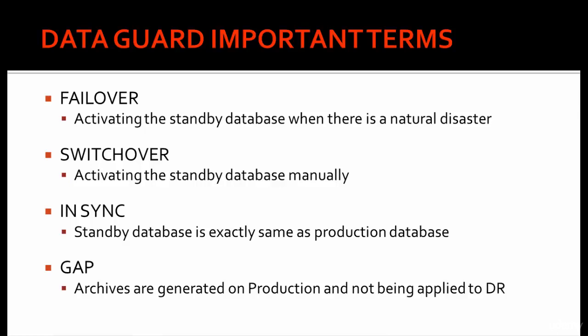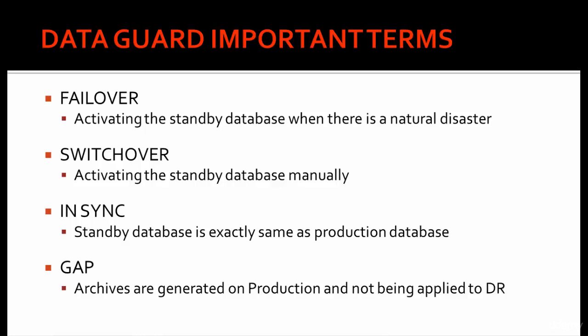The first term that is mostly used in DataGuard is failover and also switchover. Both the terms you will hear frequently whenever you are in an environment. All the DBAs will always talk about failover and switchover. But what exactly is failover and switchover? In simple terms, failover is activating the standby database when there is a natural disaster. You have a production site, you have a DR site, there is a natural disaster on the production site and all the application users are diverted from the production server to the standby site. This is known as failover.